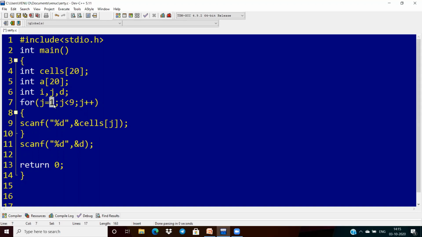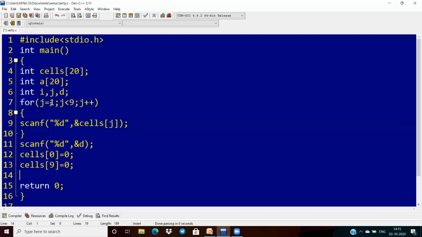We are storing the values from 1 to 8, but what about the index 0 value? Index 0 is nothing but the left neighbor of the first element. So what I am doing here is writing cells of index 0 is 0. Similarly, I want to assign the right neighbor of the 8th index element, so I can write cells of 9th index, it is also 0 here.